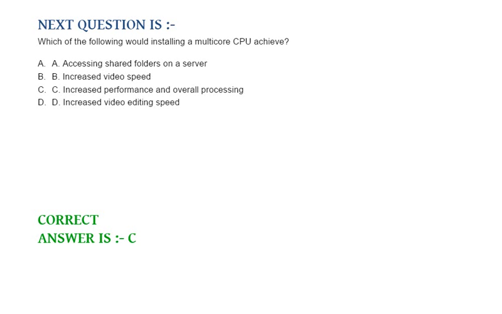Question is, which of the following would installing a multi-core CPU achieve? Option A. Accessing shared folder on a server. Option B. Increased video speed. Option C. Increased performance and overall processing. Option D. Increased video editing speed. Correct answer is option C.